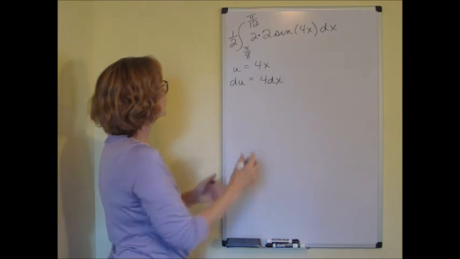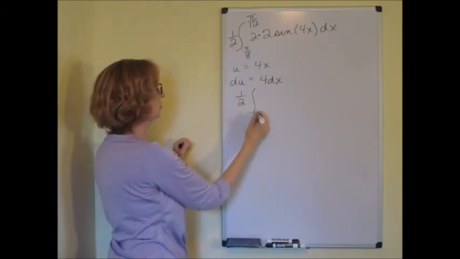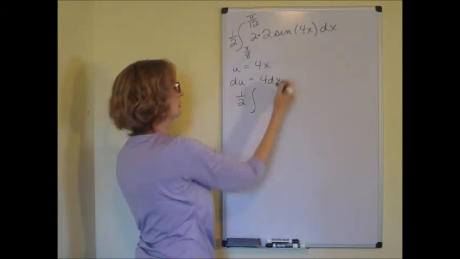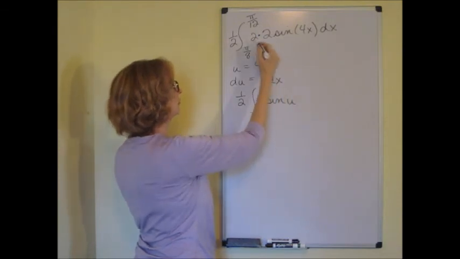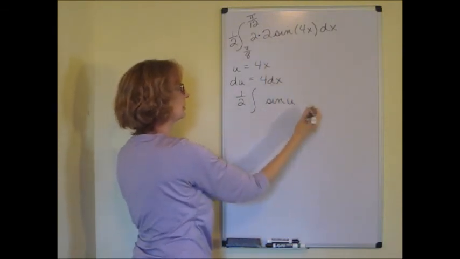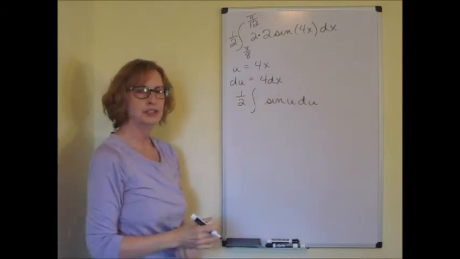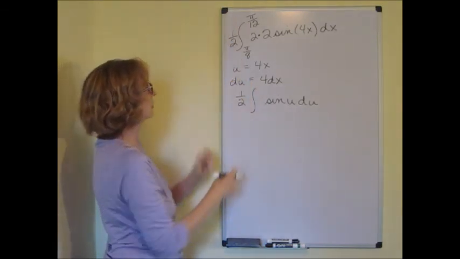Okay, so right now I have 1/2 times the integral. When I change it to u, I have the sine of u. And then I have 4 dx, which is my du. Let's go ahead and change those limits of integration into u, because right now they're in terms of x.